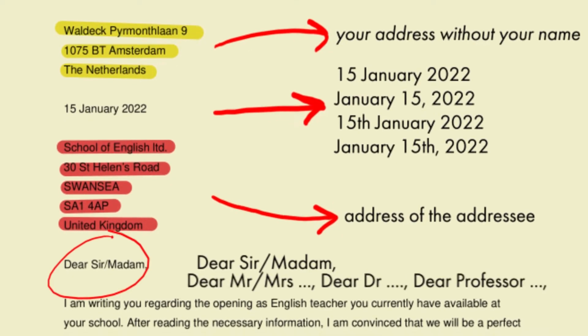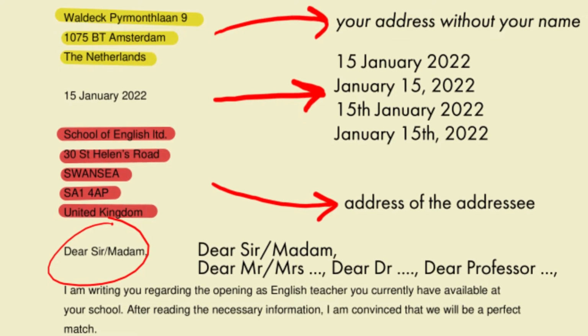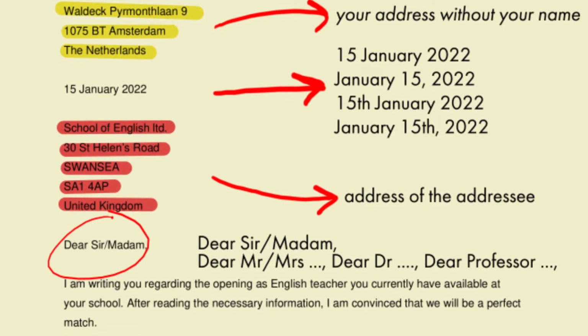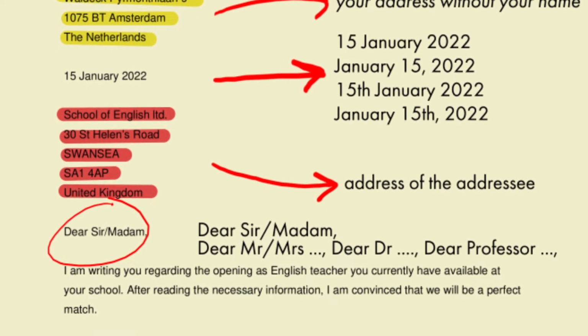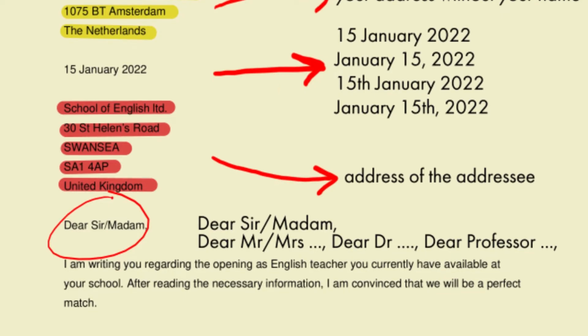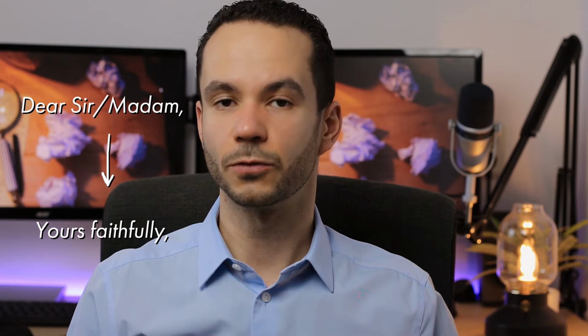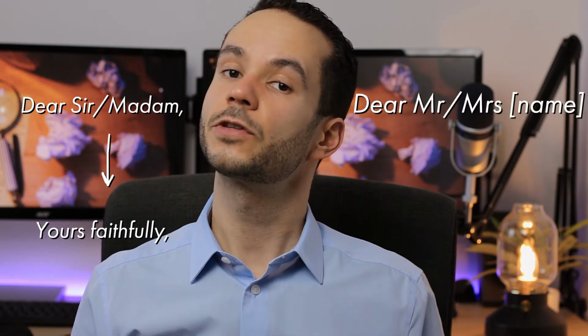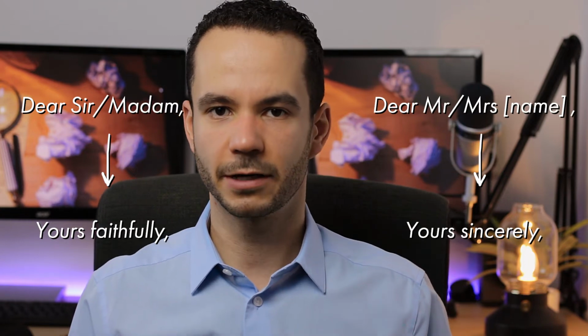Then you get your salutation. And you can either choose Dear Sir, Madam, or you can address someone with their name, and then you use Dear Mr., Dear Mrs., or Dear Doctor, Professor, or whatever other title this person might have. Now, it is important to remember that based on the salutation that you choose, you might need to use a different ending. If you start your letter with Dear Sir, Madam, you need to end your letter with Yours faithfully. But if you start your letter with Dear Mr. or Mrs., you need to end your letter with Yours sincerely.